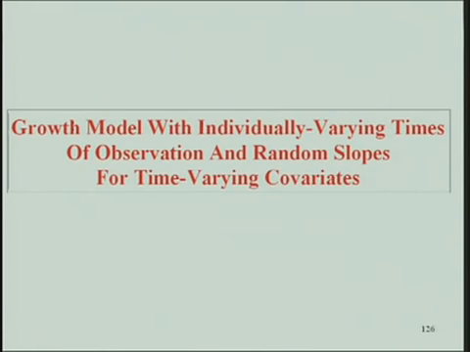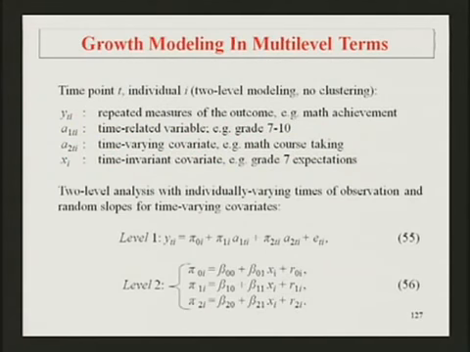Now, your task, should you agree to it, is to translate individually varying times of observation and random slopes with time-varying covariates into equation 55. What in equation 55 tells you that that's what we're talking about? Time's up. All right, so time point is still T, individual still I, Y_ti is the repeated measure of the outcome, a1 is a time-related variable, a2 is a time-varying covariate, like math course taking, which we're going to talk about, x is a time-invariant covariate, grade 7 expectations, or like we talked about before, mother's education and home resources.